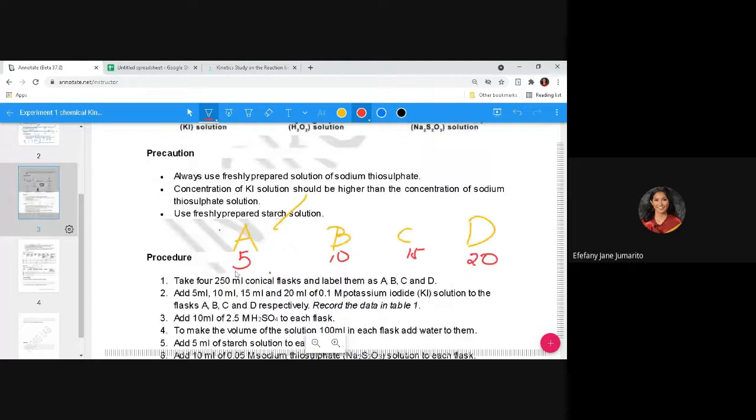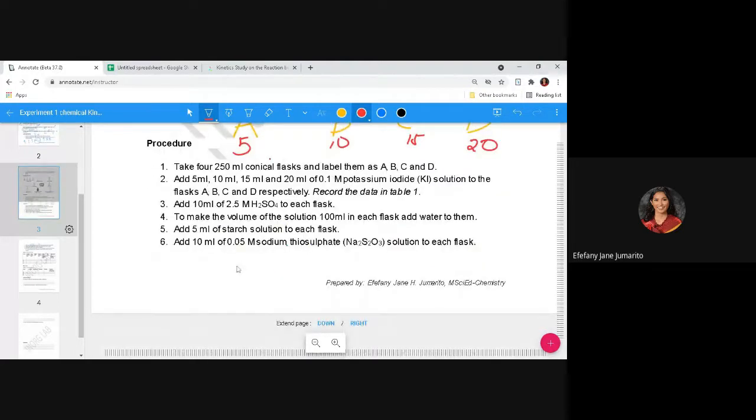Procedure 1, we have Olarte. Olarte is absent. Okay, we have Lisayaw.